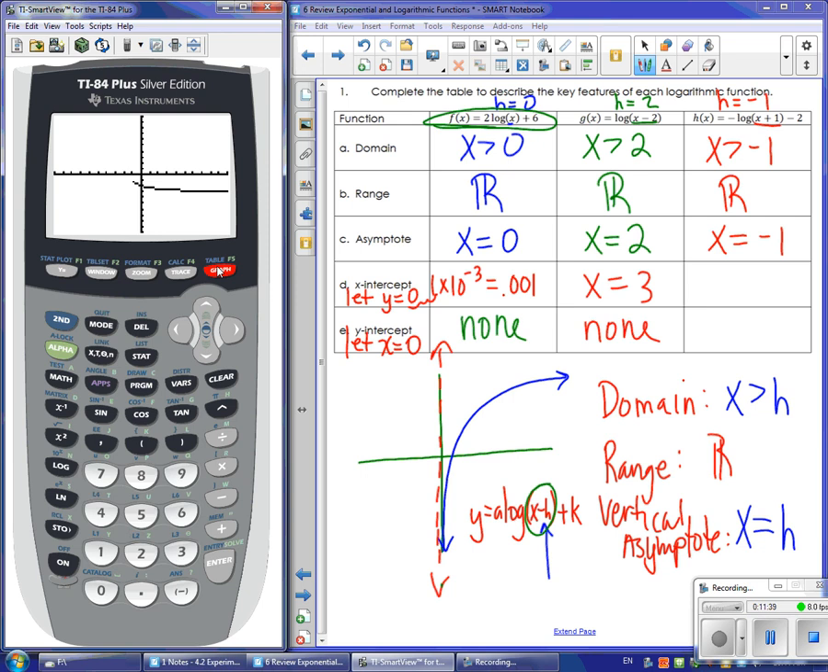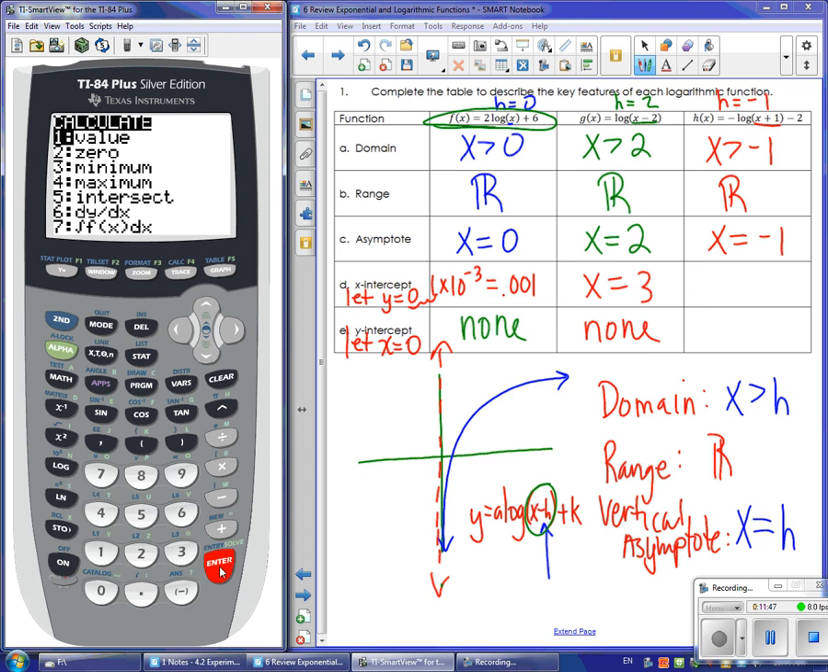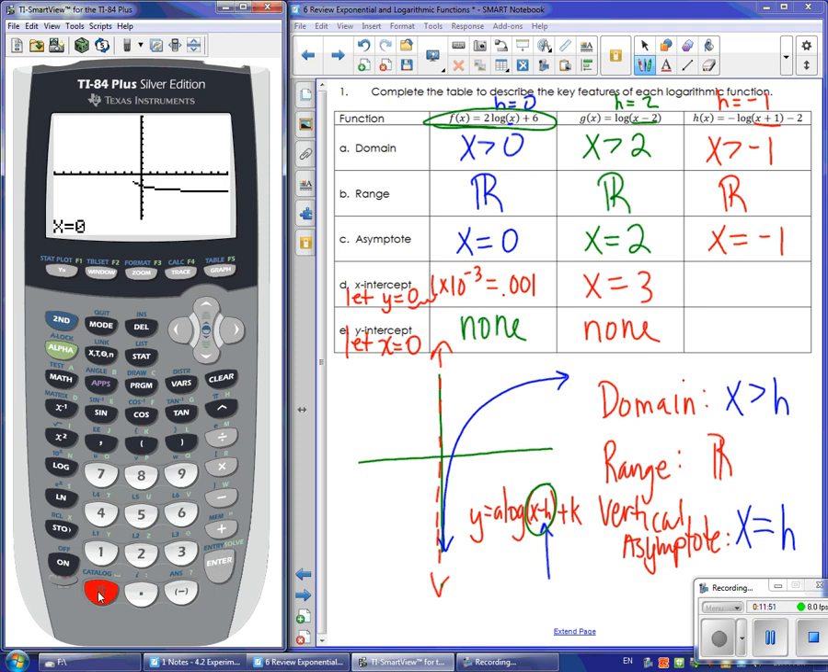There's another way that you can find the y-intercept using your calc menu. Instead of choosing intersect, we can choose the value option, and if you press enter, you can actually substitute in values for x, and the calculator will determine them for you. So if I let x equal 0, I find that y is equal to negative 2.